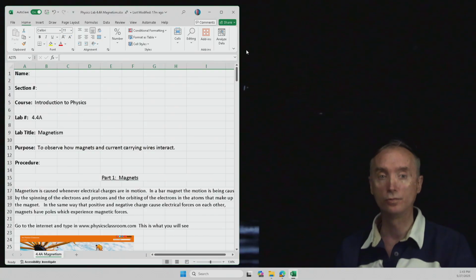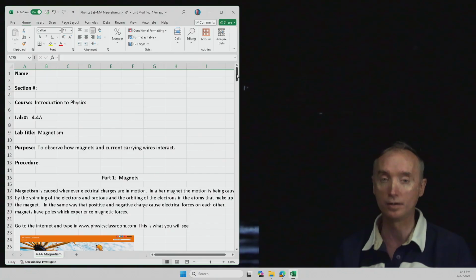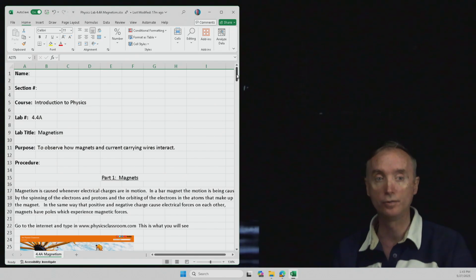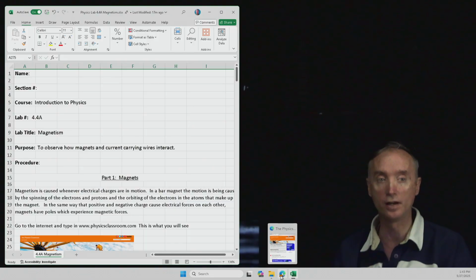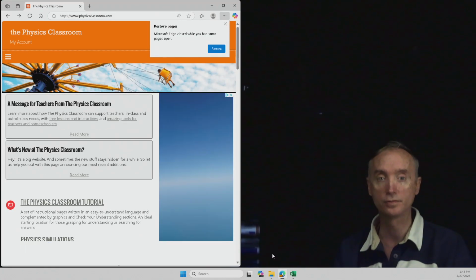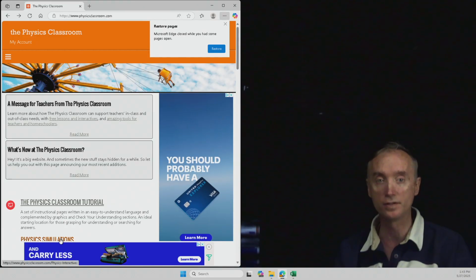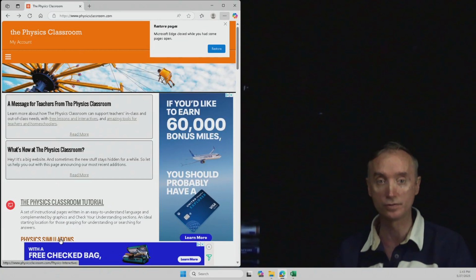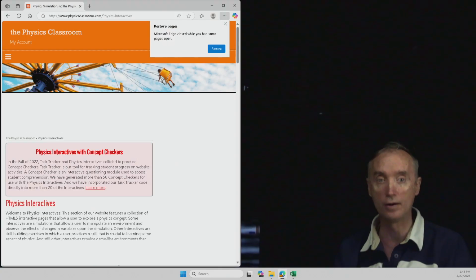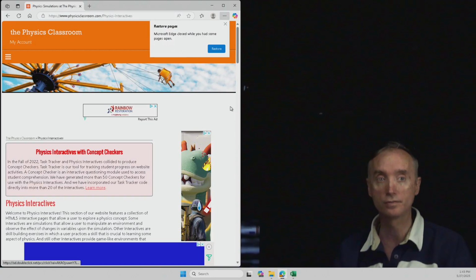and the first simulation that we're going to be using is from the physics classroom. So go to the internet and then type in www.physicsclassroom, one word, and then .com. And then when you go to it, you're going to find this. Okay, now once you get there, you're going to go down to here where it says physics simulations. So when you click on that one, you're going to come to this.